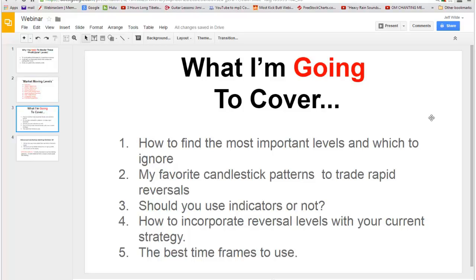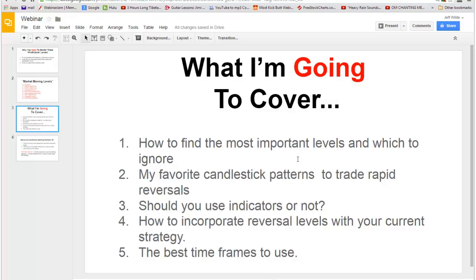Now, a few things that I'm going to cover is, once again, how to find the most important levels and which to ignore. The reason this is important is because there are so many levels that you can get crazy. When you start looking for levels based on all those things I just mentioned, you could have a chart where there are lines every 15, 20, 30 pips, and you'll become paralyzed. In other words, you won't know where to get in, you won't know where to get out. So you need to know which ones you have to pay attention to and which ones you can ignore.